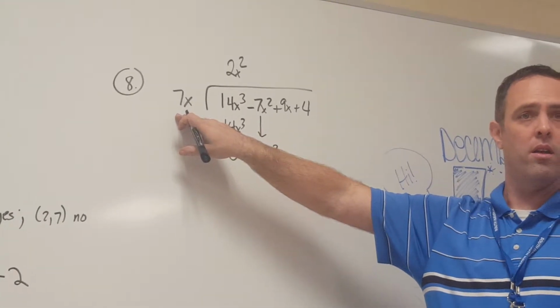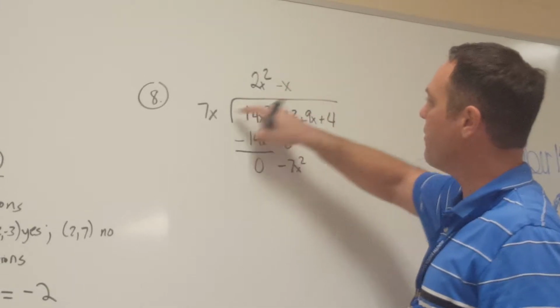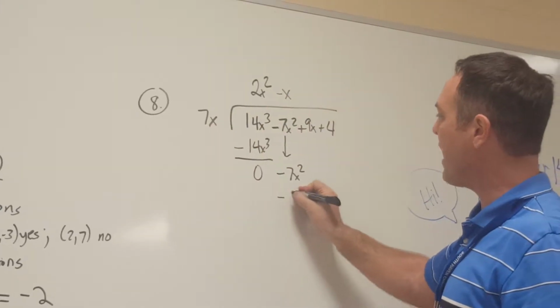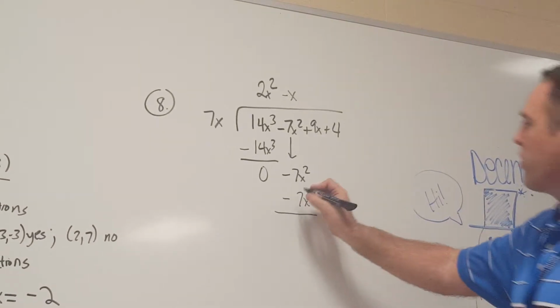7x is what? Minus x. A negative x times 7x squared. Okay, if we multiply it, we get negative 7x squared. We subtract or change the sign, well, that's just going to cancel that out.